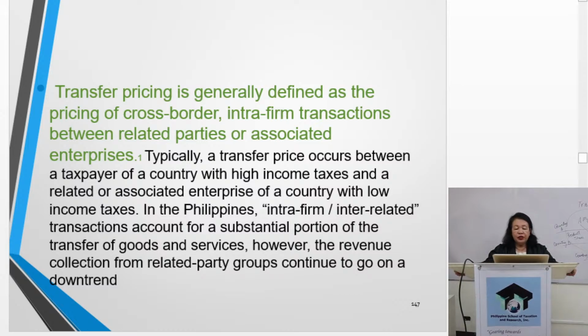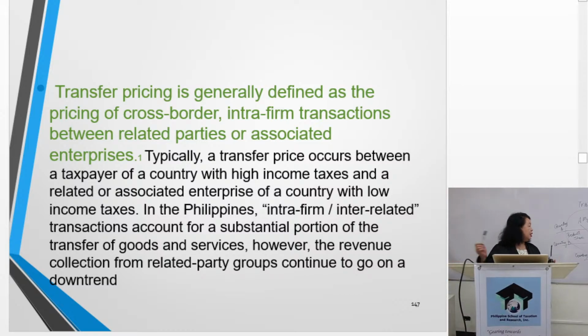So, transfer price occurs between taxpayer of a country with high income taxes and a related or associated enterprise of a country with low income taxes. So, in the Philippines, intra-firm, interrelated transactions account for a substantial portion of the transfer of goods and services. However, the revenue collection from related party groups continue to go on a downtrend. So, hindi po nalalayo yung Pilipinas sa ibang bansa. Dito sa Pilipinas, mayroon ding ganyang klase ng group of companies na ko-control nila yung pricing nila ng goods and services at nababawasan po yung pagbabayad ng tax.